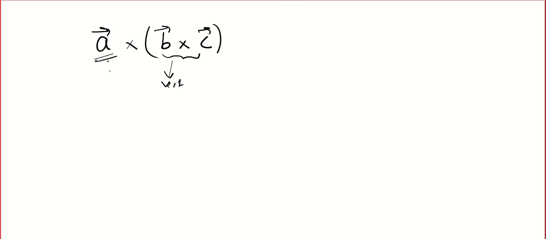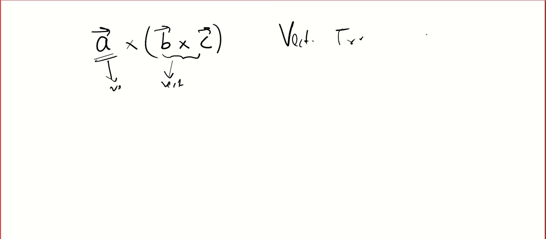Okay, now let me define another thing. Suppose I take three vectors. Now look at this. If I put a cross and a cross, and let's say I'm going to evaluate this first, now remember, this is a vector. This of course is a vector, and vector cross vector will give me a vector. This is called vector triple product.